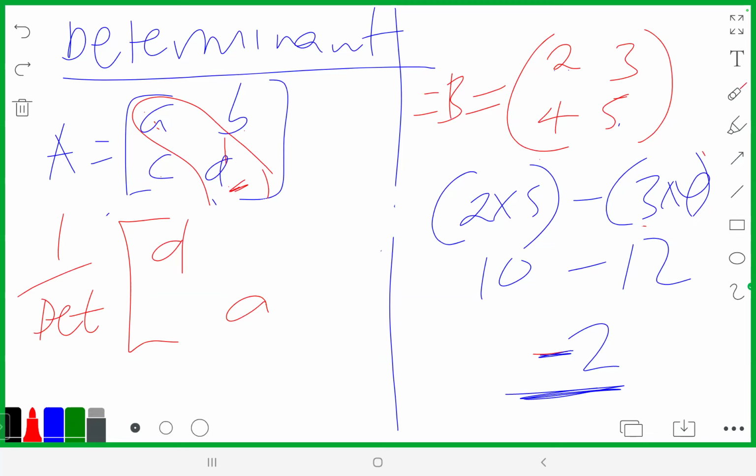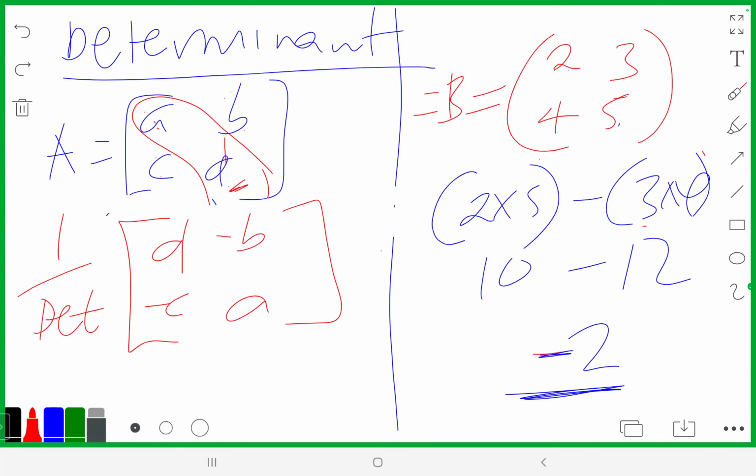Extend the entries in the major diagonal. And then these numbers in the minor diagonal change signs. If they are all positive, they all become negatives. If they are all negatives, they all become positive again. If one was negative and the other one positive, the one that was negative should become positive, and vice versa.